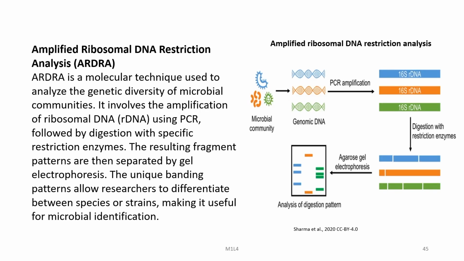In amplified ribosomal DNA restriction analysis, we analyze the genetic diversity of microbial communities, which involves the amplification of ribosomal DNA using PCR, followed by digestion with specific restriction enzymes, as you can see here, the amplification step and the digestion step, and these are finally separated by agarose gel electrophoresis. The unique banding pattern that results from this procedure allows researchers to differentiate between species or strains, making it useful for identification.